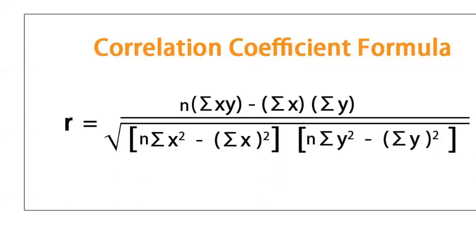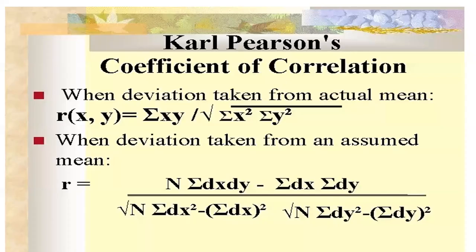Now, this is the formula of the coefficient of correlation. R is equal to n times summation xy minus summation x into summation y, the whole divided by the square root of [n summation x square minus (summation x) square] into [n summation y square minus (summation y) square]. So this is the correlation coefficient formula.